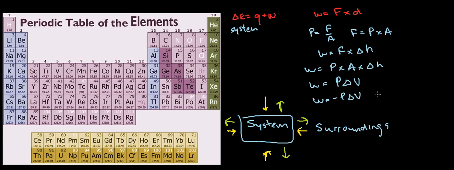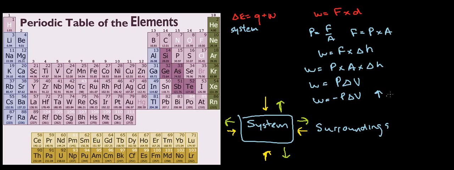If the volume increases, that means the system is expanding and doing work on the surroundings. So energy is leaving the system. If delta V is positive, then this work has a negative sign. So that is consistent with thinking of internal energy from the perspective of the system.